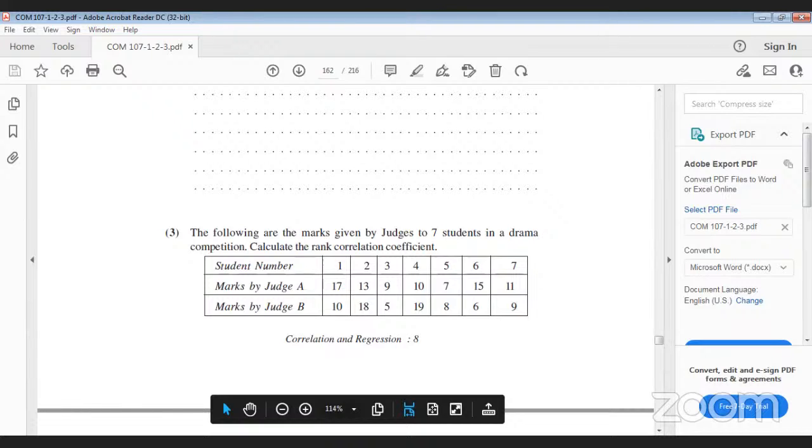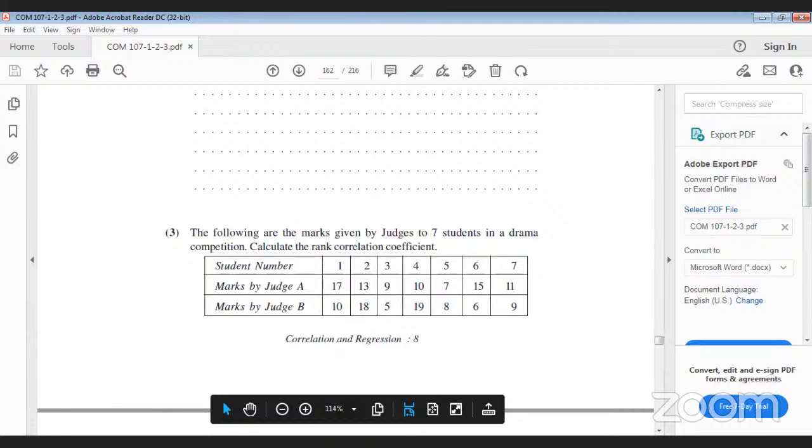Then for rank B, the highest one is 19, so it has the first rank. For the second highest, it is 18, which has the second rank. For the third highest, it is 10, which has the third rank. The next highest is 9, which has the fourth rank here.